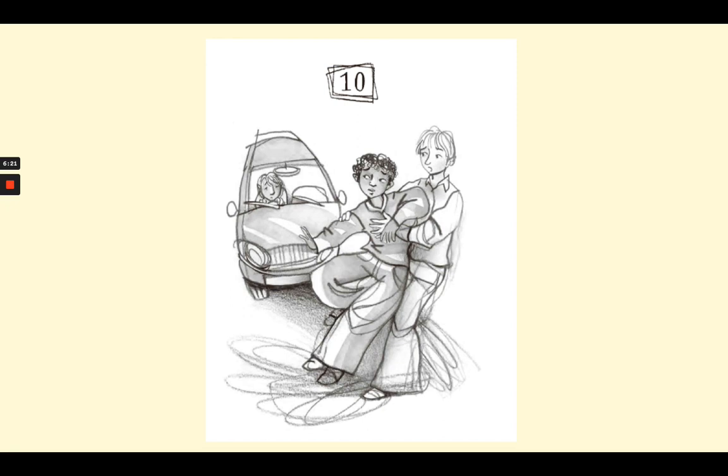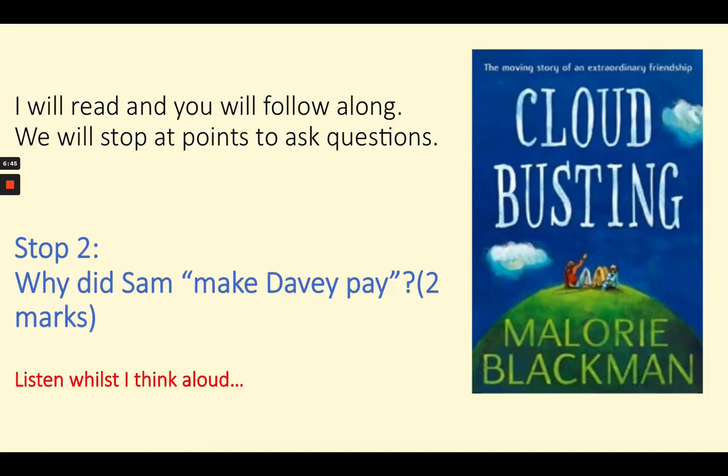Yes, it looks like Davy there on the right is pulling Sam out of the way of an oncoming car. Ooh. I wonder why Sam was in front of the oncoming car. Why did Davy need to pull him out of the way? Why didn't the car stop? I have so many questions. Let's read Chapter 10.